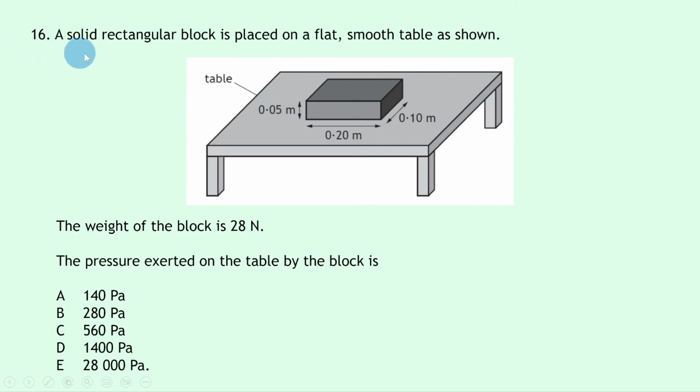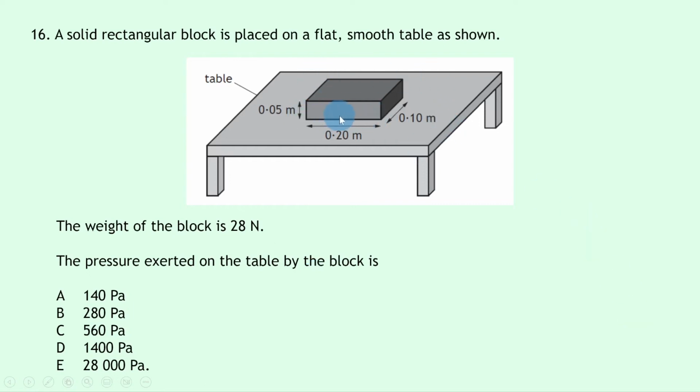Question 16 says a solid rectangular block is placed on a flat, smooth table as shown. So we've got our block there and the dimensions shown and it's sitting on a table, and it says the weight of the block is 28 newtons. The pressure exerted on the table by the block is... Well, in order to calculate pressure, because we've got a force here which is the weight of 28 newtons, we can think about the equation P equals F over A, pressure equals force divided by area. But that means we first need to find the area that is in contact with the block.